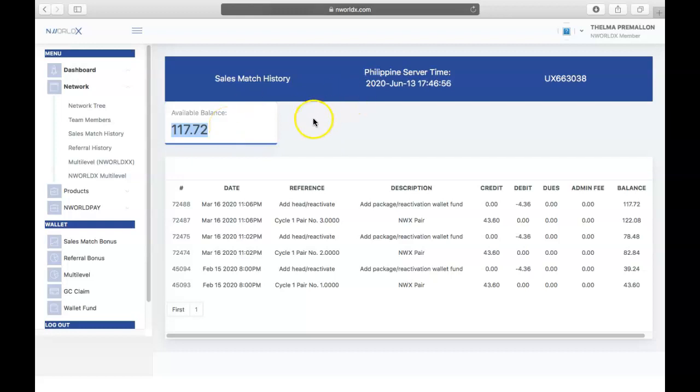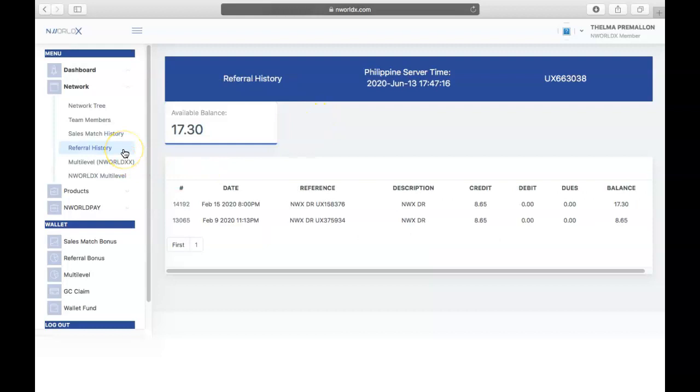Now let's proceed to the referral history. This is the monitoring of how many people you refer and how much you earned from their direct referral bonus. In this particular account, there are 2 direct referrals, at 8.65 US dollars each. Then this is the accumulated amount here.